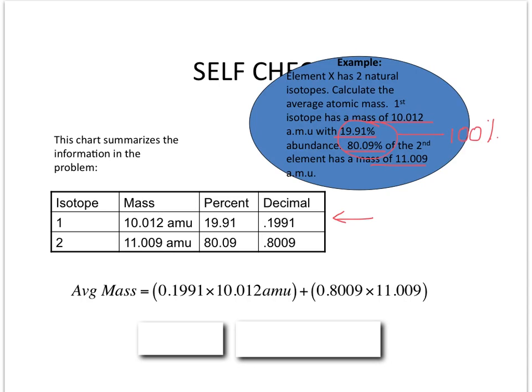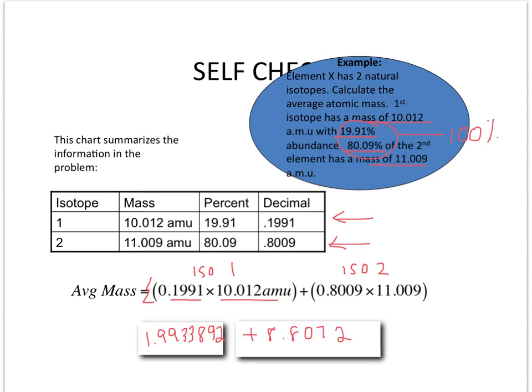Alright, so now that we have that information, we're going to plug it into the equation. The sum of the decimal form of the percent abundance times the mass of each isotope. So this is isotope 1, and we're going to do it again for isotope 2. When we multiply 0.1991 times 10.012, we end up getting 1.99338892.